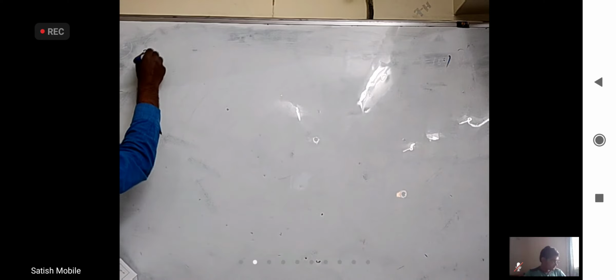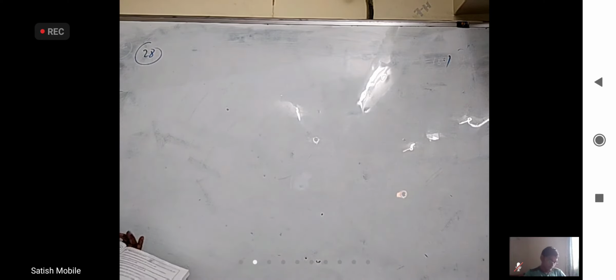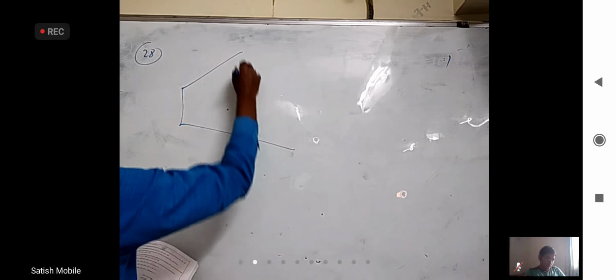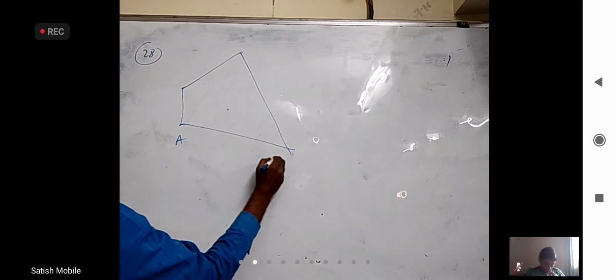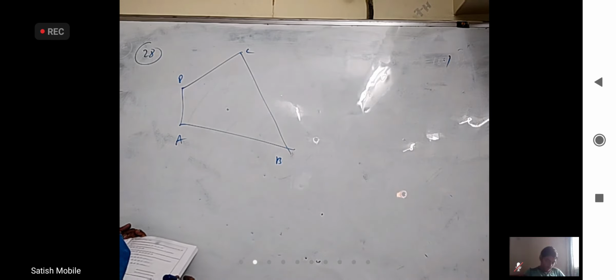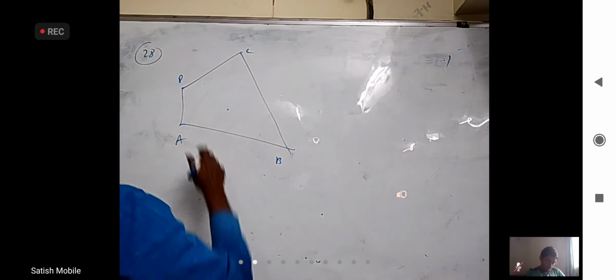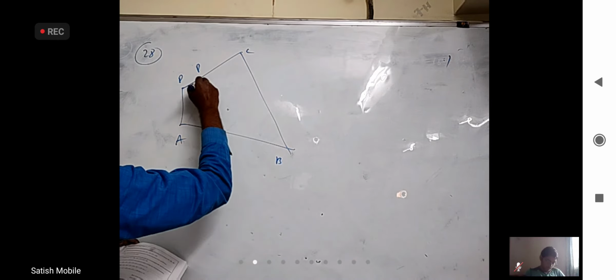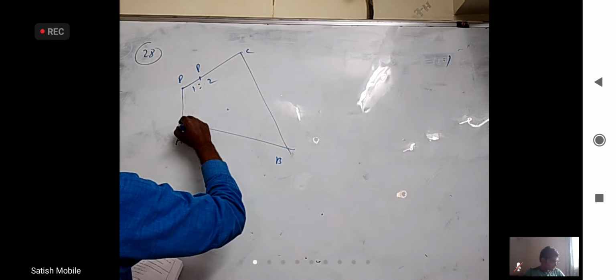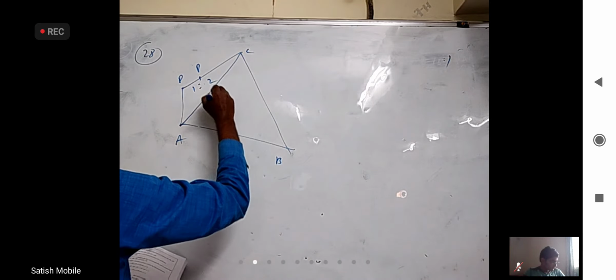Okay, 28. ABCD is some quadrilateral. P divides DC in the ratio 1:2. This is P in the ratio 1:2. Q is midpoint of AC. This is Q.